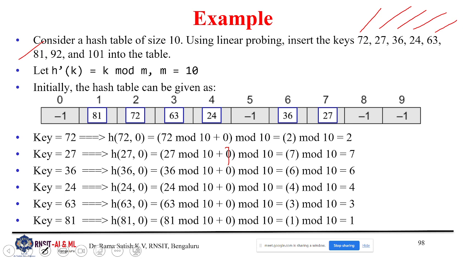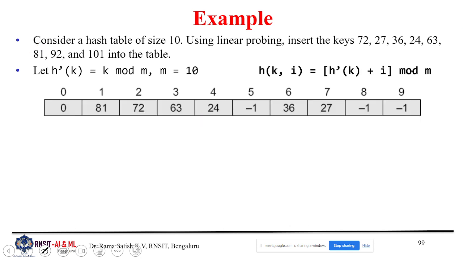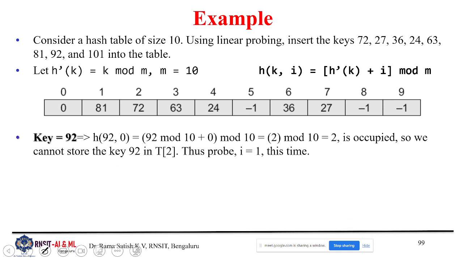Now the element that comes is 92. These others are all already stored. h(92, 0) is nothing but 92 modulus 10 plus 0. 92 modulus 10 is 2, so you get the second location, which is already occupied. So it cannot be stored in hash table location 2.